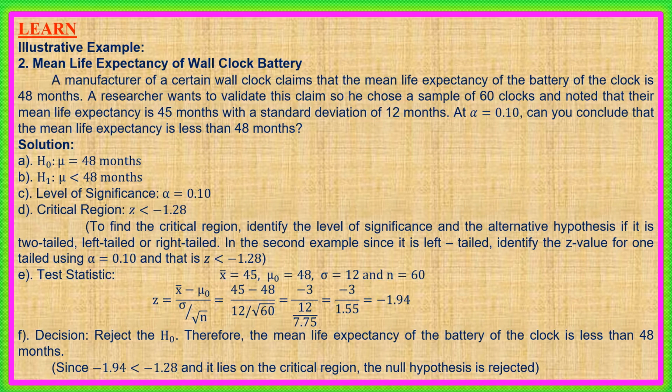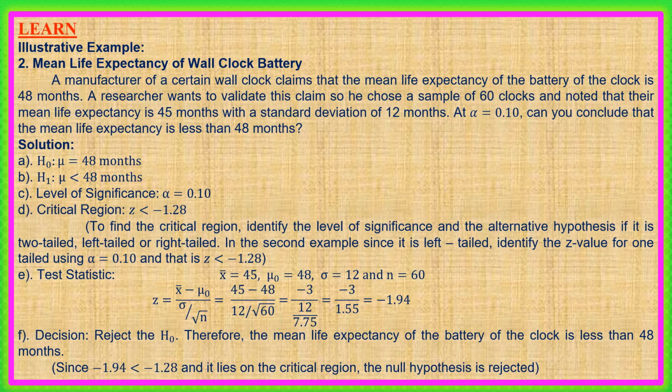So for the test statistic, we have the given, which are mean equals 45, mu null is 48, standard deviation is 12, and n equals 60. Substituting to the formula, which is mean minus mu null divided by standard deviation over square root of n, that will give you 45 minus 48 over 12 divided by square root of 60, and that is equal to negative 3 divided by 12 over 7.75, and that is equal to negative 3 over 1.55 equals negative 1.94.